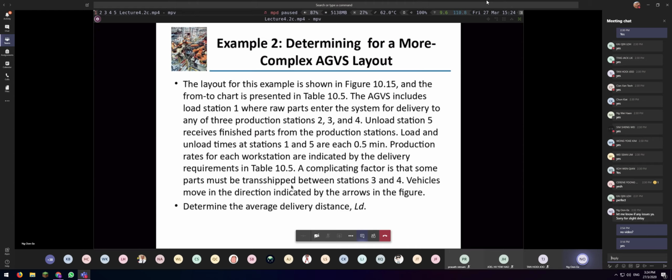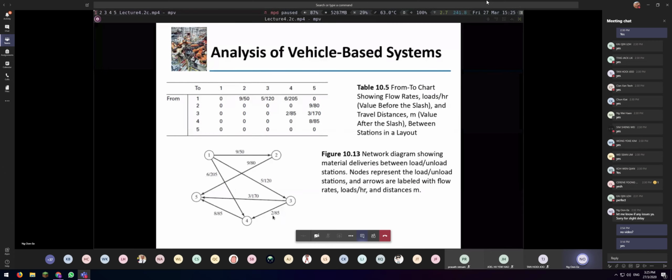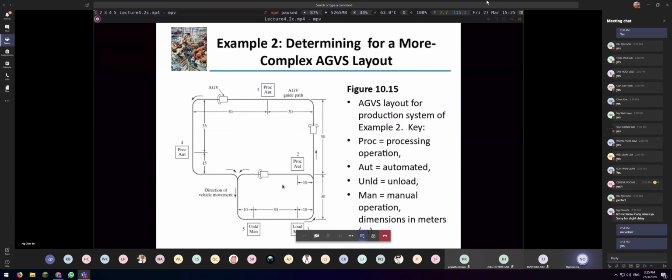Some parts must be transshipped, meaning that it's not just from 1 to 3 and then to 5. Sometimes from 3 it has to go to 4 and then only it will go to 5. So vehicle movements are indicated. Let's determine first what's the average delivery distance. So this is your from-to chart, and this is your network diagram. Here you can see the transshipment from 3 to 4, and then from 4 to 5. Otherwise, everything goes 1, 2, 5, 1, 3, 5, 1, 4, 5. But there is some transshipment here, only 2 an hour. The distance is 85. Okay, so this is the actual layout.